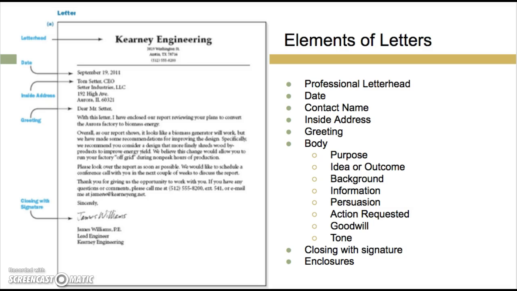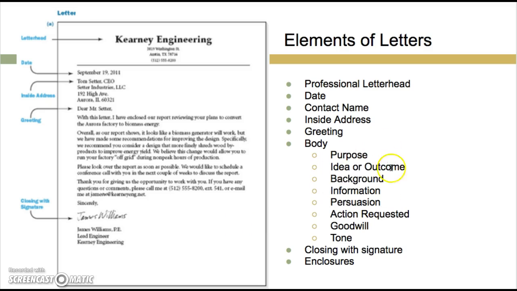Here's an example of a letter, and you can see the different elements here. Here's the letterhead, the date, we've got 2 spaces, the inside address, the greeting, body of the letter, and then the closing and the signature, and then the type signature. We always leave 4 spaces between the closing and the signature line here so that the individual has space to actually physically sign his or her name.